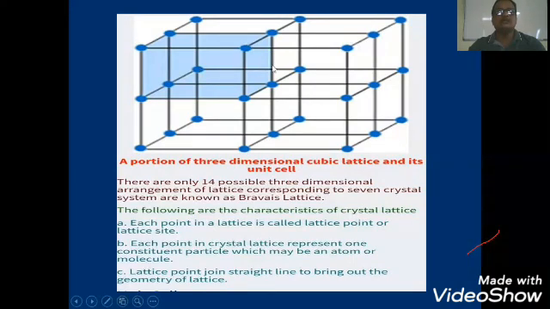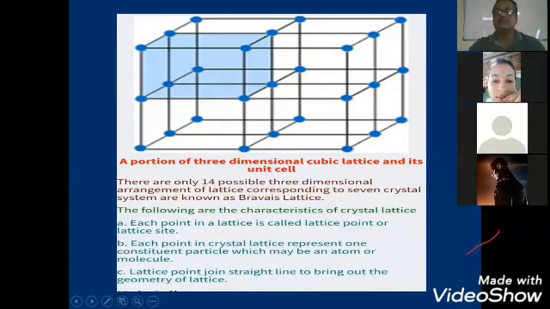So unit cell repeated again and again, what does it make? It makes up the space lattice. Is it clear? Clear, we say?